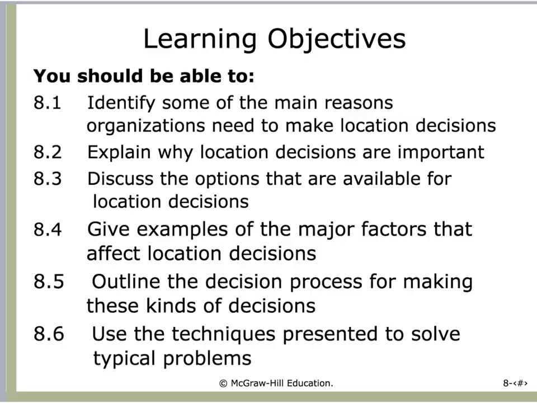Some key objectives for this particular chapter. Identify some of the main reasons organizations need to make location decisions. Explain why location decisions are important. Discuss the options that are available for location decisions. Give examples of the major factors that affect location decisions. Outline the decision process for making these kinds of decisions. And then finally, we'll take a quick look at some of the techniques used to solve typical problems.